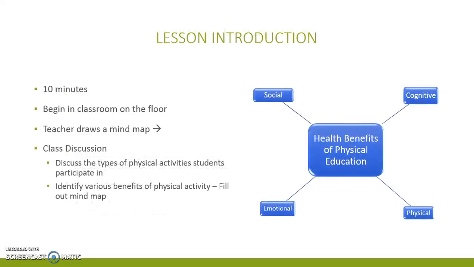So the lesson introduction. I began the lesson by suggesting that the teacher sits the class on the floor and draws a mind map on the board that looks exactly like this, with the main heading in the middle, health benefits of physical activity, and then 4 subheadings, which are social, cognitive, emotional, and physical. And these are the 4 different types of health benefits of physical activity. Sorry, I was meant to say physical activity, not education.